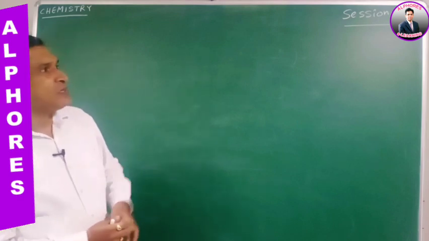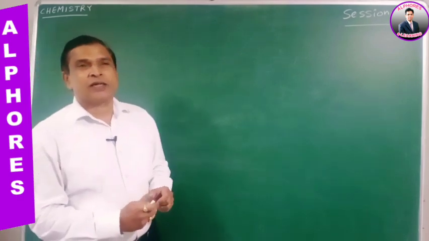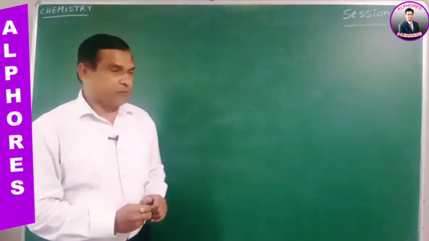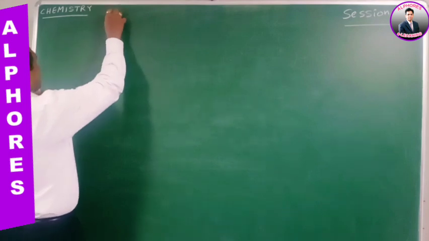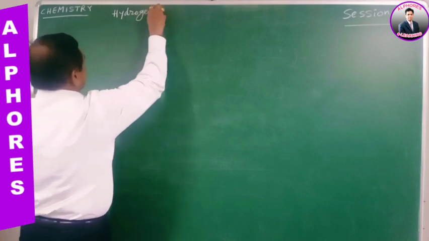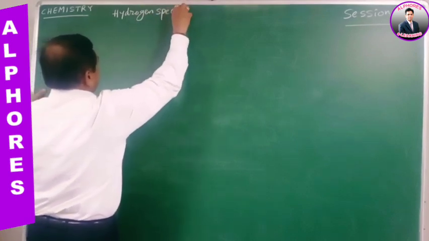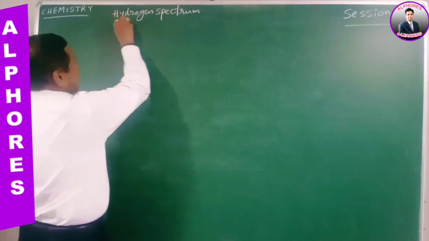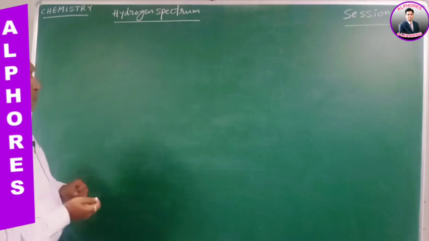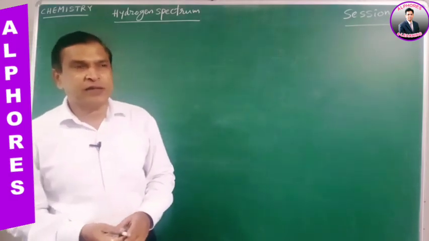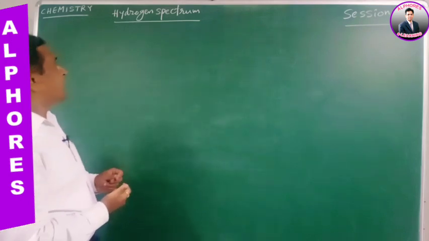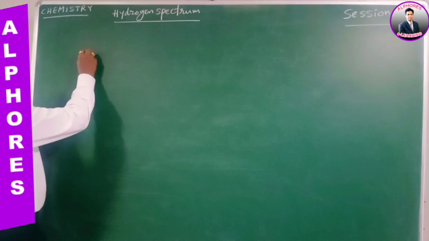In this session 9, today we'll discuss the concept of hydrogen spectrum. The spectra, we can simply define, is a group of light or a group of wavelengths. Hydrogen spectra, now.